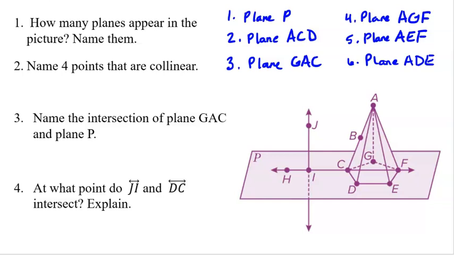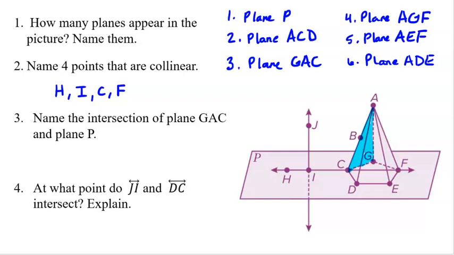Number 2 says name 4 points that are collinear. We can see here that the only 4 collinear points here are laying on this line here, and so that's going to be H, I, C, and F. For number 3, it says name the intersection of plane GAC. So GAC is going to be this panel.